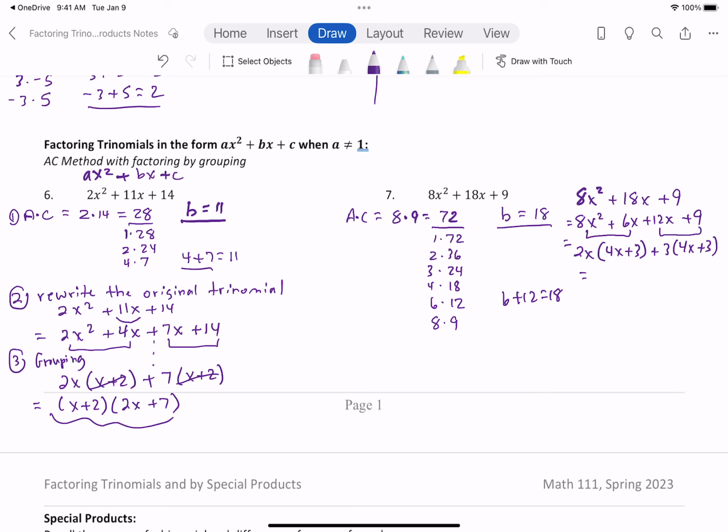So then the last step is to factor out that common binomial. And then what's left over is the 2x plus 3. So this is my factorization.